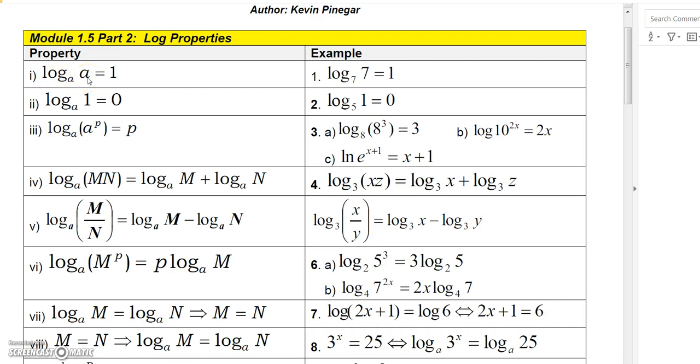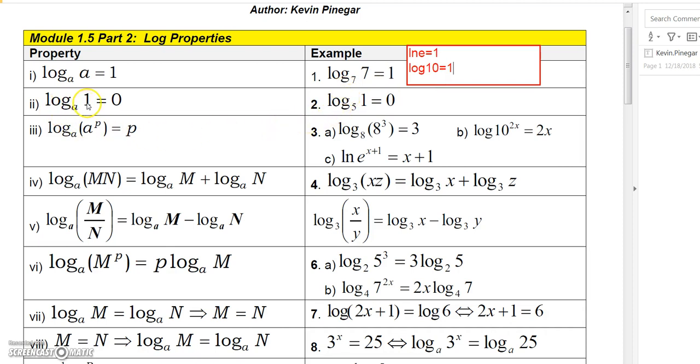If you take the log of an argument and your base is the same as the argument, that's always going to equal 1. So the log of A, base A, equals 1. If you want the log of 7 and the base is 7, that's always 1. You could also say the natural log of e is 1, because the base for natural log is e, and the log of 10 is 1, because the base for the common log is 10.